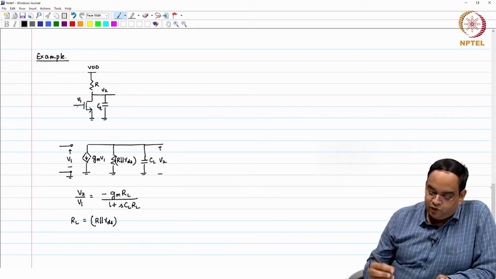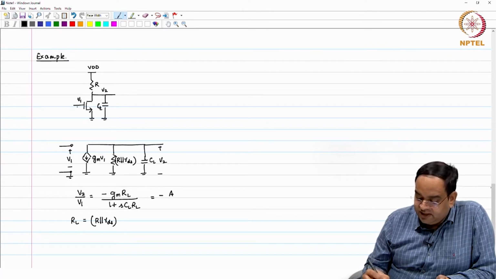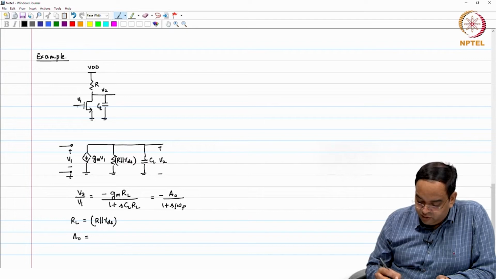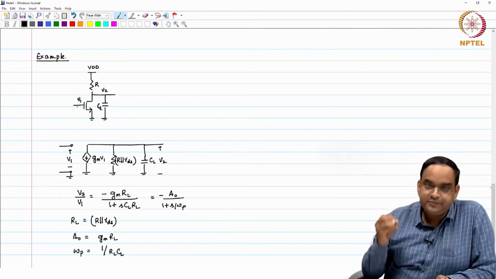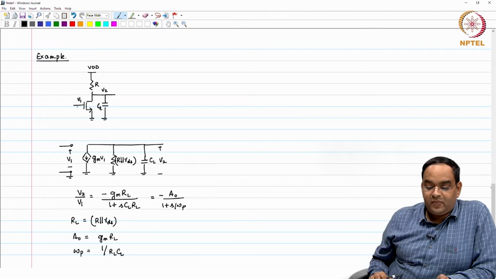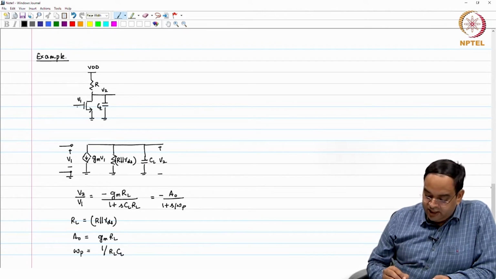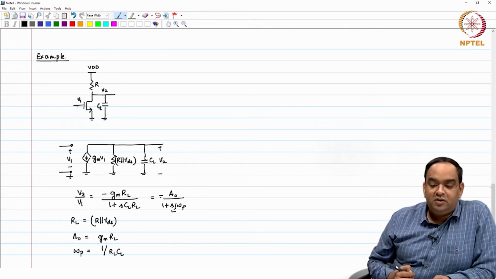Okay. So, this is the transfer function which you have, and this can be written as some DC gain A naught divided by 1 plus s by omega p, where A naught is equal to gm times RL and omega p is 1 over RL CL. Okay. So, I have this single stage here. The gain which you are seeing has minus 180 degree phase and one particular pole.